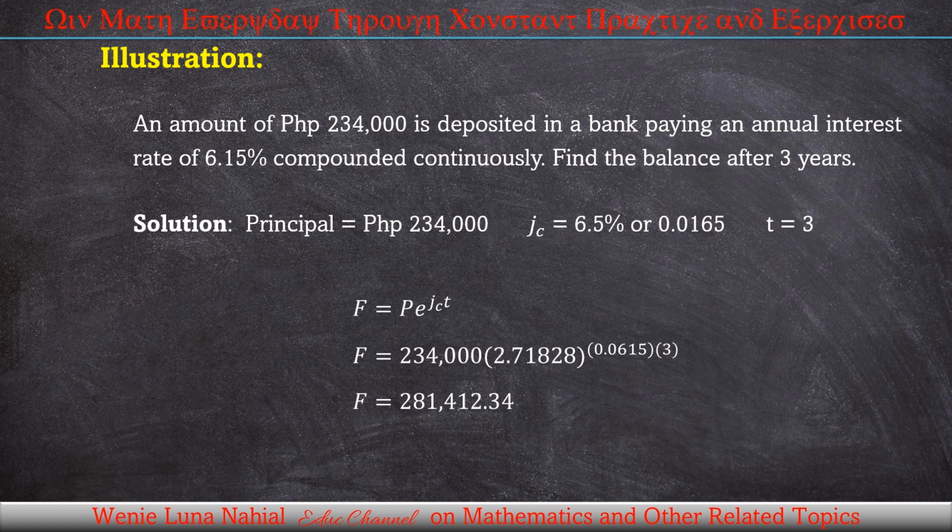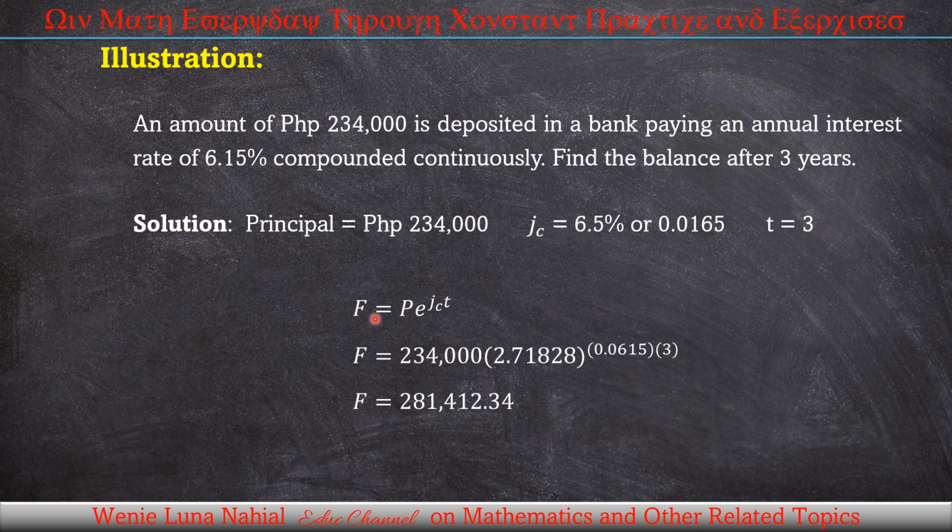An amount of 234,000 is deposited in a bank paying an annual interest rate of 6.15% compounded continuously. Find the balance after 3 years. So let's have the solution. Principal, which is 234,000. Then our j sub c is equal to 6.15% or 0.0615. And we have a time that is 3 years.